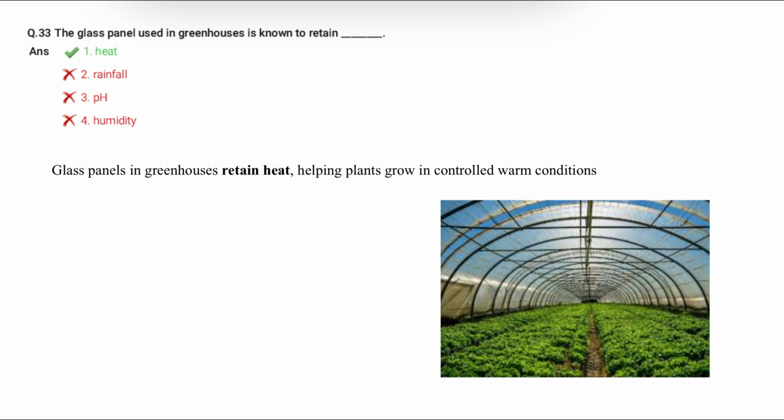Next question. The glass panel used in greenhouses is known to retain heat. Glass panels in greenhouses retain heat, helping plants grow in controlled warm conditions. Option 1 is the correct answer.